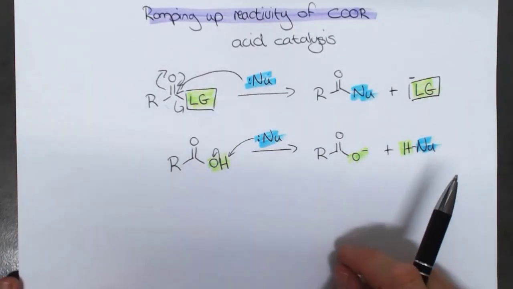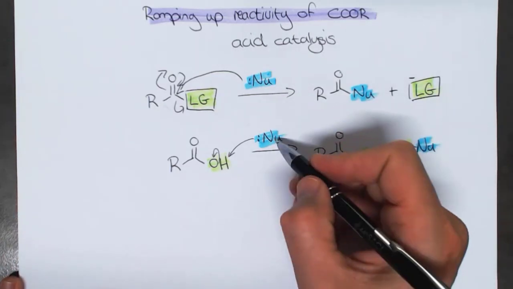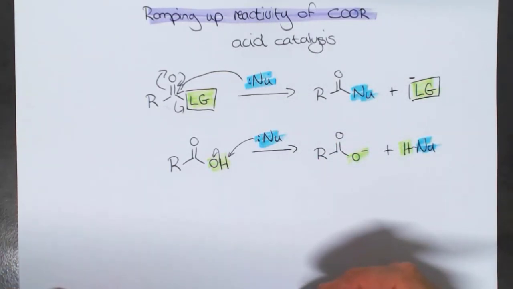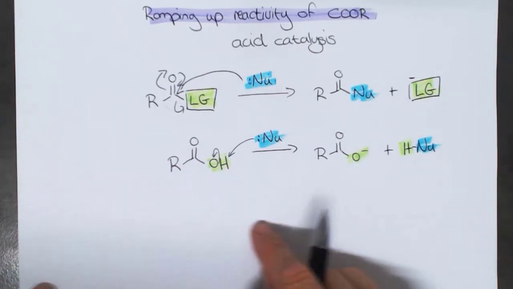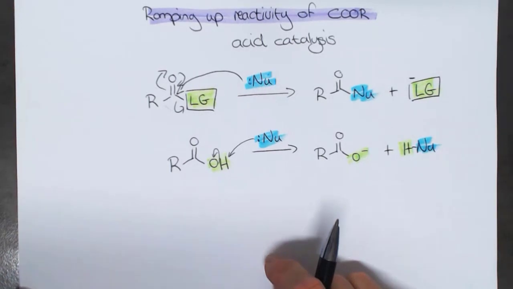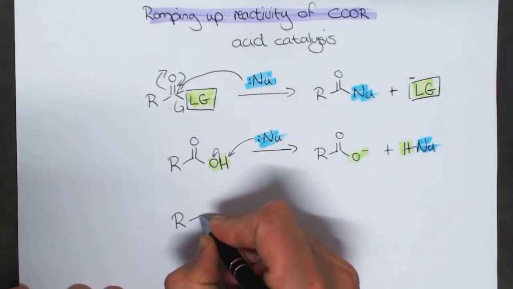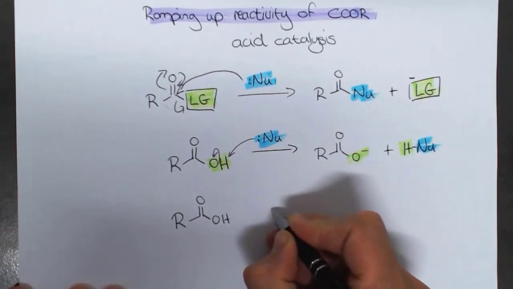So we can't do reactions like this under conditions that would be considered basic. The way we need to do it is under acidic conditions. And this brings us back to first year chemistry, notably the Fischer esterification. So the Fischer esterification happens under acidic conditions. And let's just look at that in some more detail.